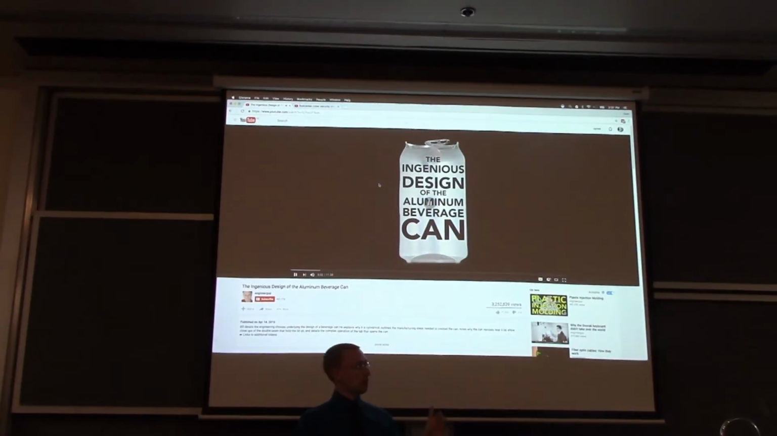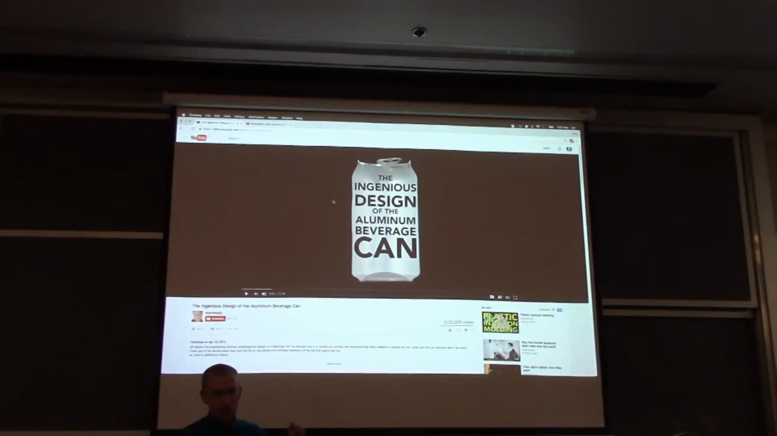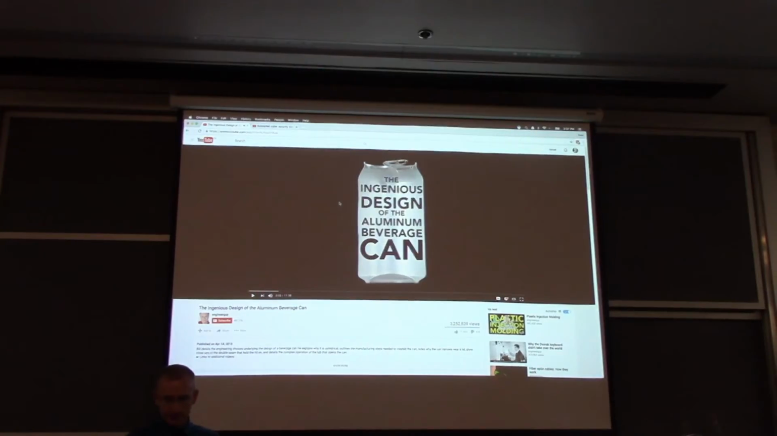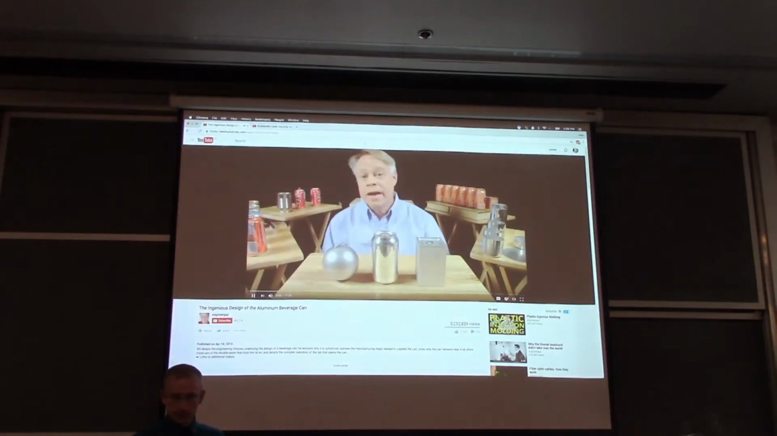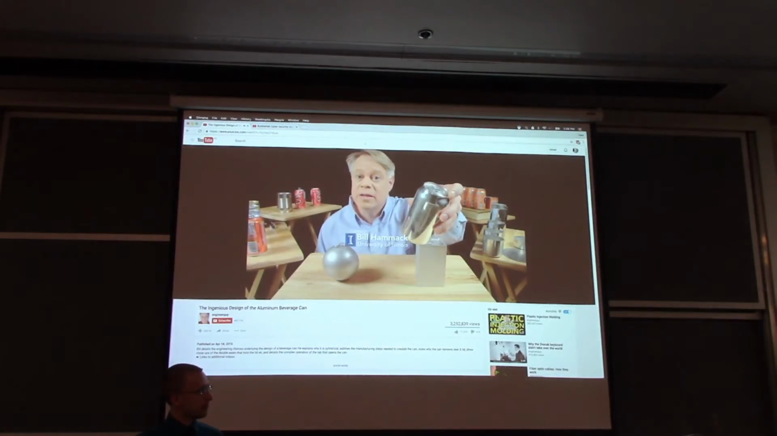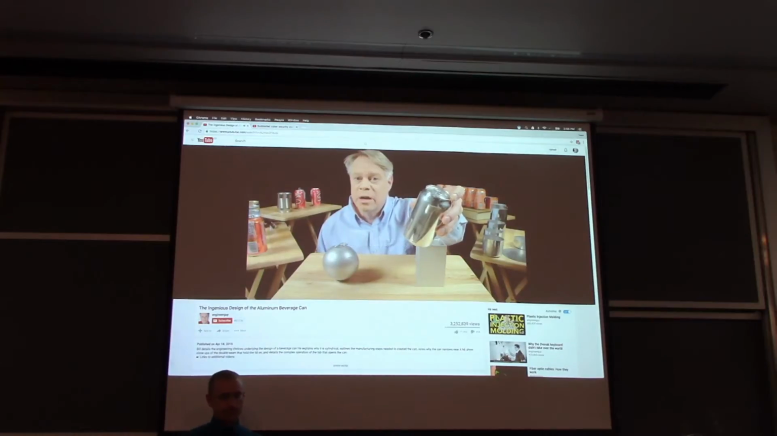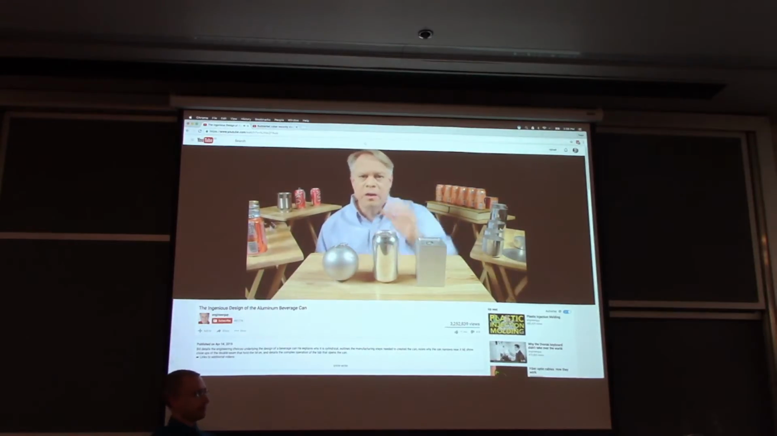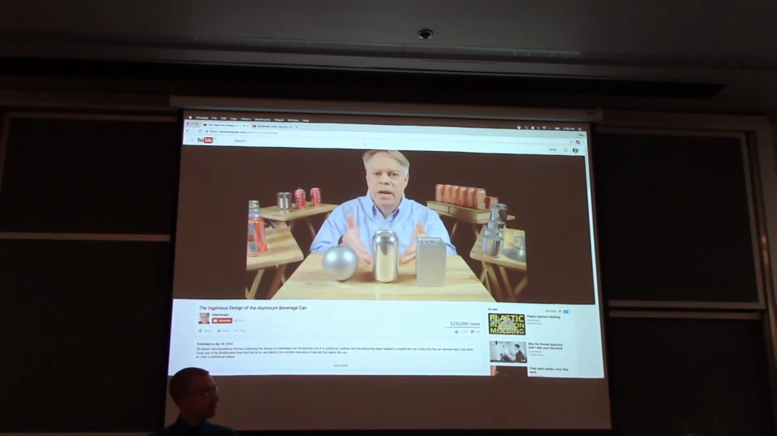The ingenious design of the soda beverage. Aluminum beverage can. Every year, nearly 500 billion of these cans are manufactured. That's about 15,000 per second. So many that we overlook the can's superb engineering. Let's start with why the can is shaped like it is.